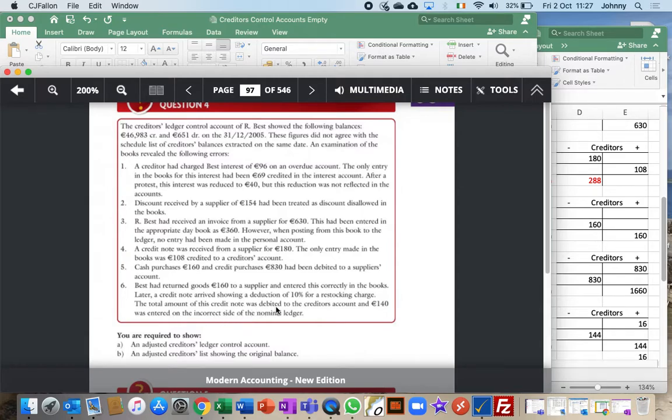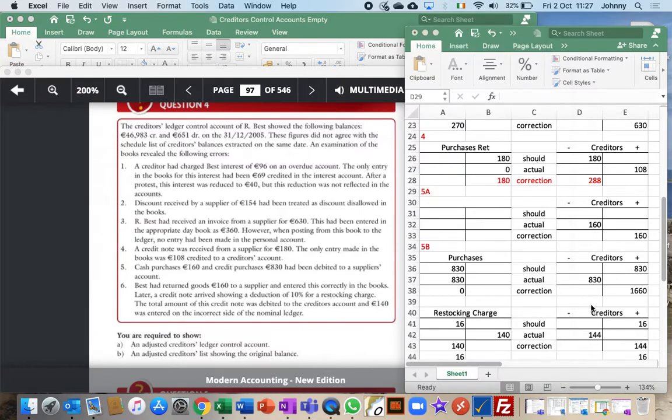So what I should have just done, because I've dealt with the sales returns correctly, I'm only dealing with the restocking charge. So 10% of 160 is all I should have put in. I should have put in €16 on the plus side of creditors and €16 on the restocking charge account. That's what I should have done.